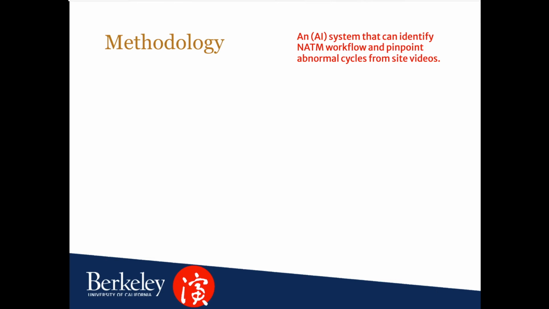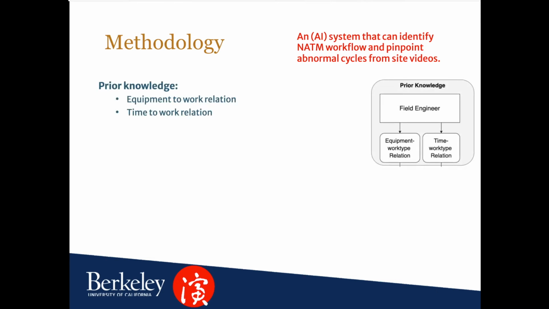Here is how we do it. First, we need to have some prior knowledge about this NATM process. Specifically, we want to know the equipment-to-work relationship, which means what kind of equipment is used for different work types. We also want to have knowledge about the time-to-work relationship, because NATM work is sequential and each work has an expected duration. So it is reasonable to expect certain work to be performed at a specific time.